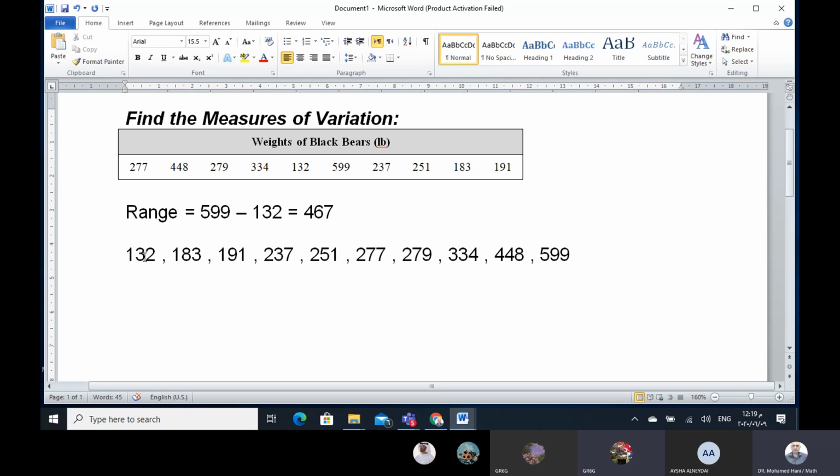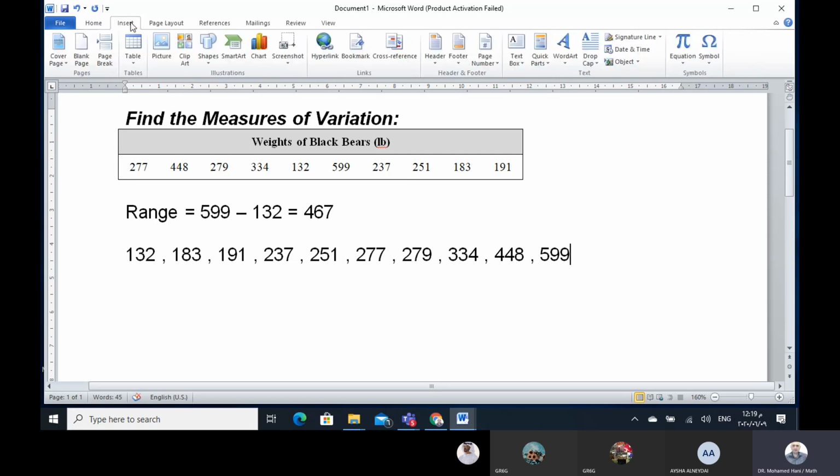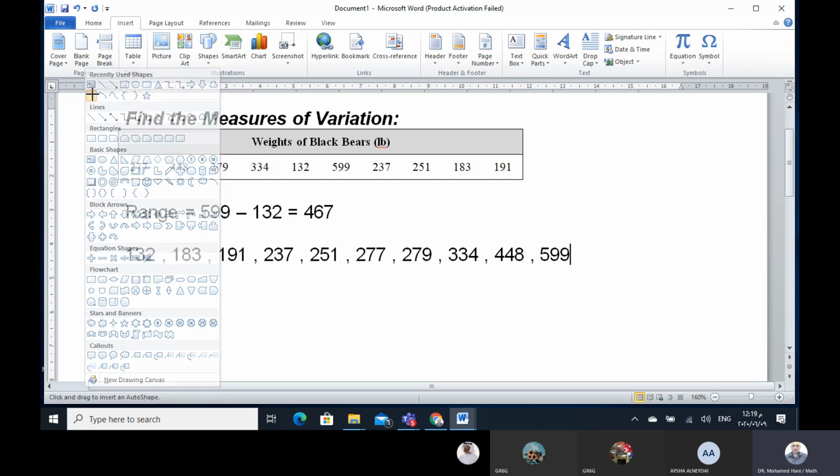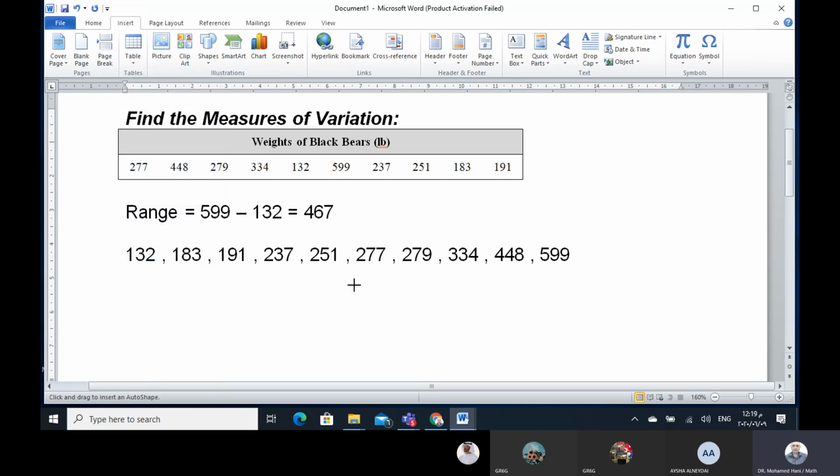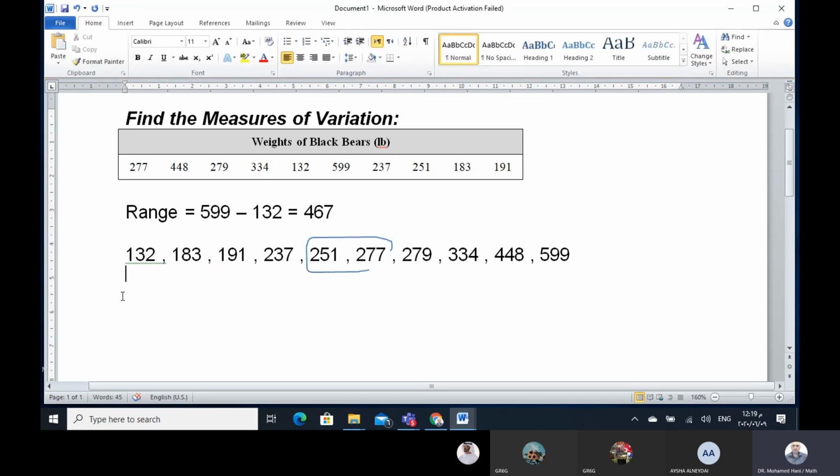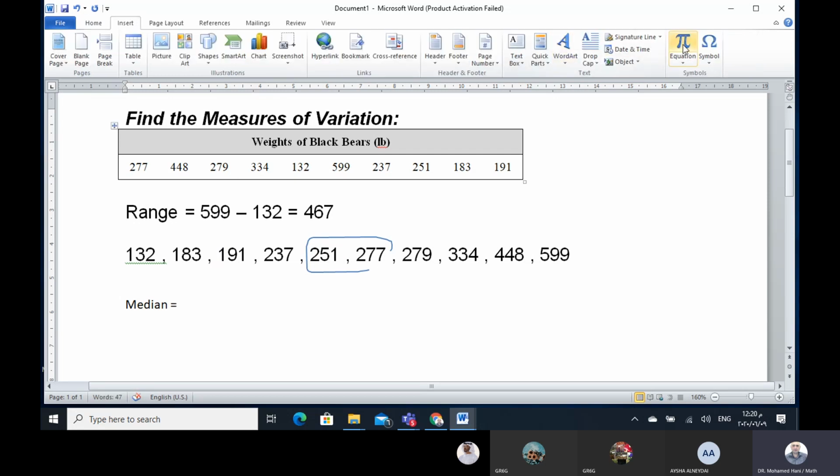Mister, the median is 257. Great. So here we have 1, 2, 3, 4, 5, 6, 7, 8, 9, 10. 10 is even. So take the 2 numbers in the middle. So I can write here median equals, find the mean for the 2 numbers here in the middle.